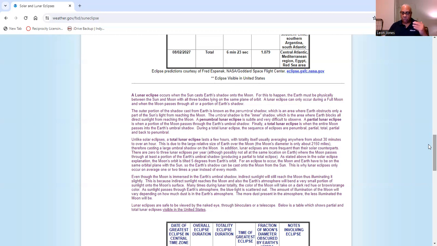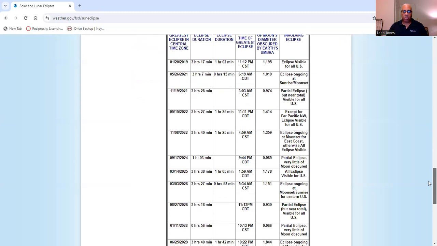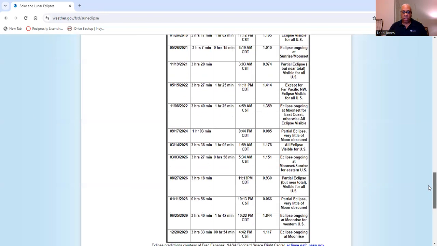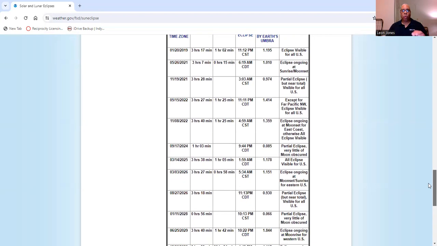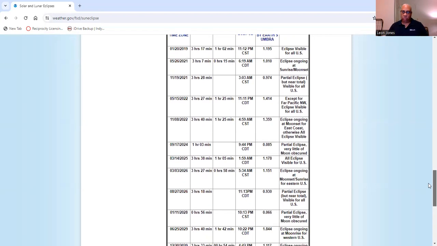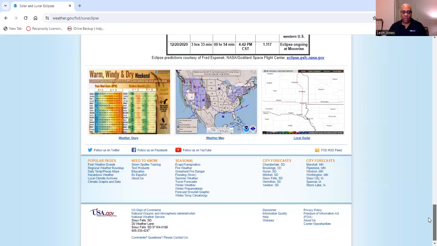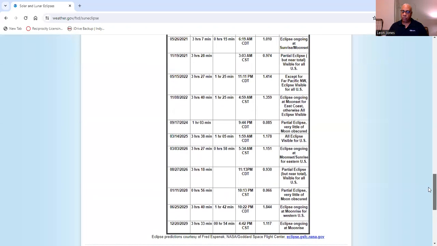Now, below, there's a table which shows partial and total lunar eclipses visible in the United States. And here's that table. It goes all the way from 2019 to 2029. Again, you're going to know everything because I'm going to post this information in the comments section at the bottom of the video.